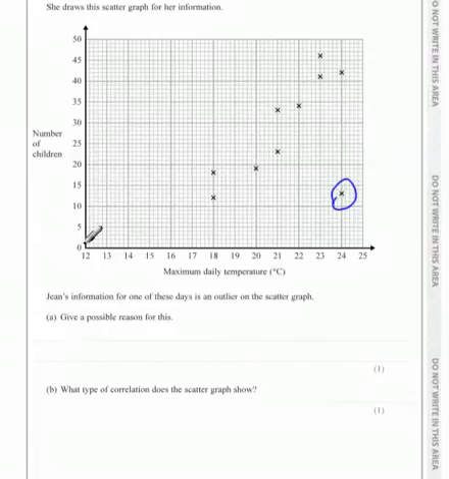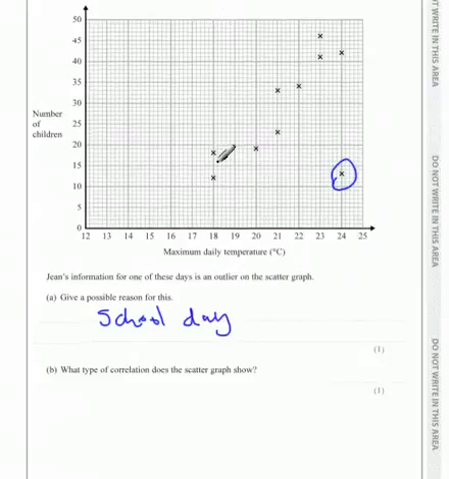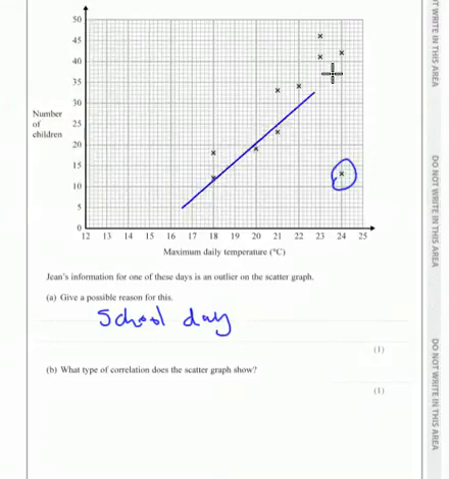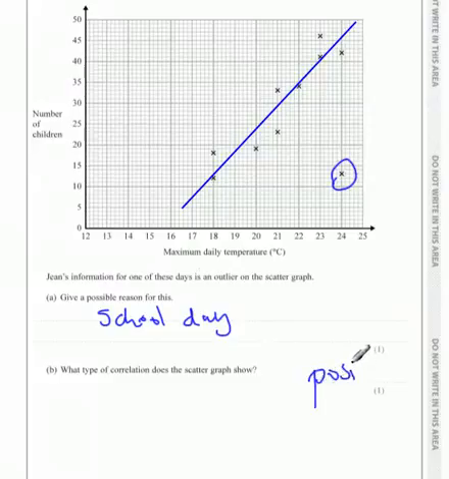Possible reason for that, it could be a number of things. We could say it was a school day, something like that. Anything reasonable there is going to get you the marks. Type of correlation, well, if we draw on the line of best fit approximately, it's going to look like that, and that is a positive correlation.